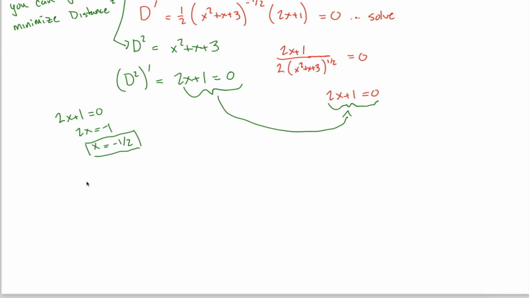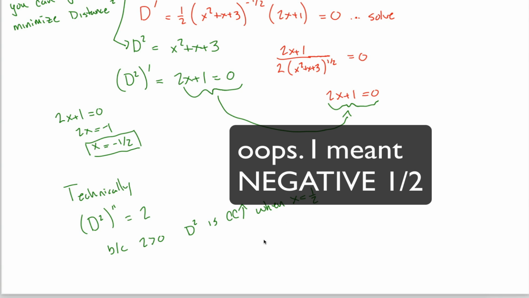I guess technically, we could take the second derivative of this distance squared thing. The derivative of 2x plus 1 is just 2. Change all the x's in this expression into 1/2. Since there are no x's in this expression, that just evaluates to 2. Because 2 is greater than 0, we know that the function distance squared is concave up when x equals 1/2. It's actually concave up everywhere.